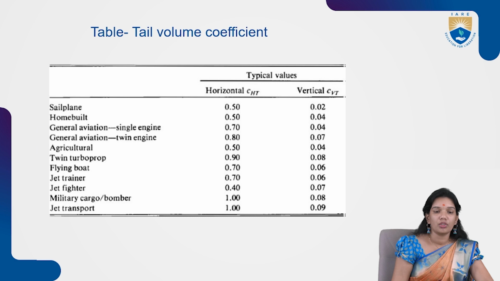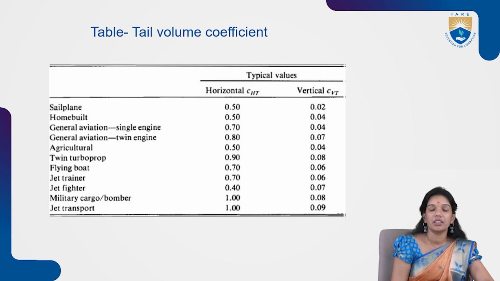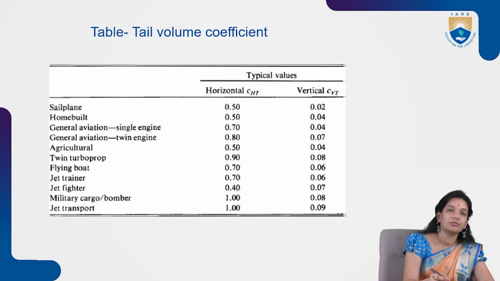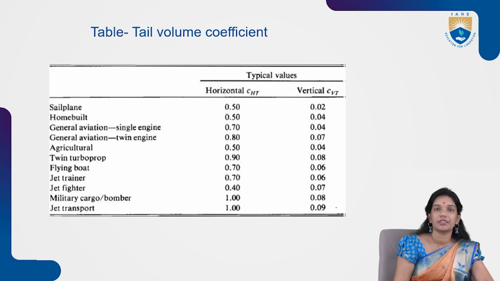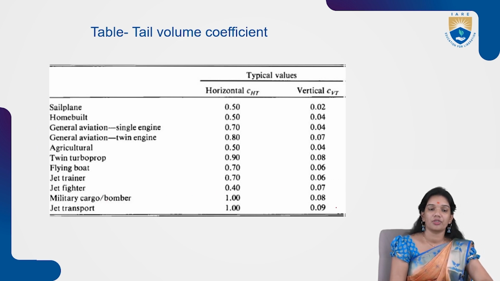Now again, for the tail volume coefficient, I want the horizontal and the vertical, CHT and CVT, and for that we have a table from Raymer. Taken from past trends for different types of aircraft, I have different CHTs and different CVTs. So if I substitute, I should be able to calculate the tail volume coefficient.